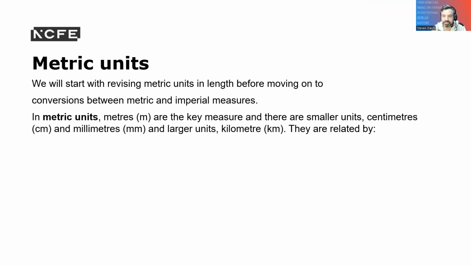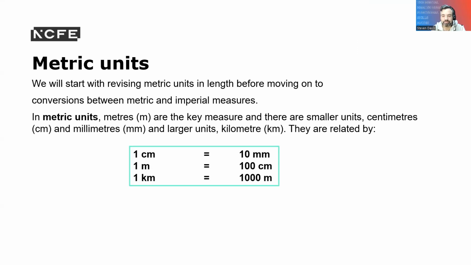We'll start by revisiting metric units of length before we move on to the conversion between metric and imperial lengths. In metric units, meters (m) are the key measure, with smaller units centimeters (cm) and millimeters (mm), and larger units, kilometers (km). They are related by: 10 millimeters is 1 centimeter, 100 centimeters is 1 meter, and 1,000 meters is 1 kilometer. So we can also convert all of the units.